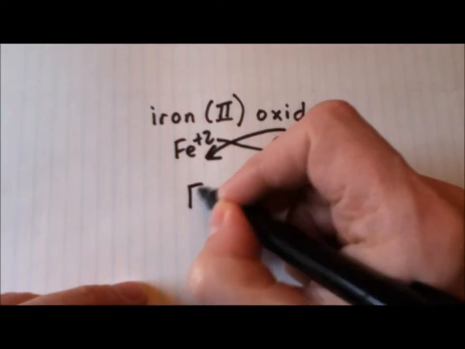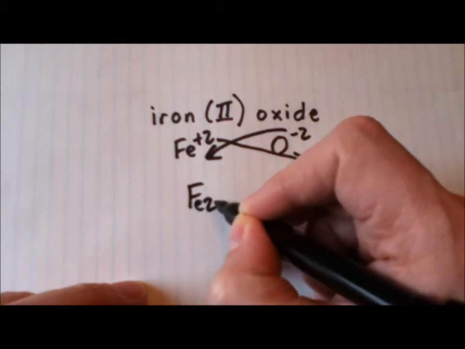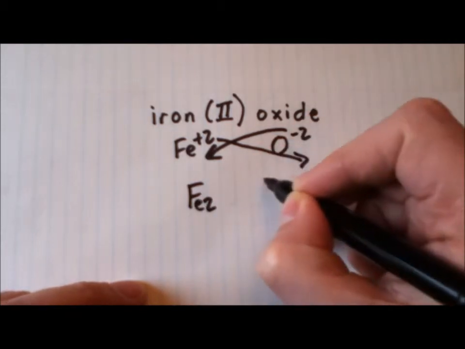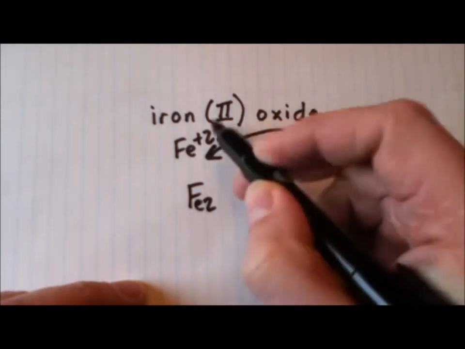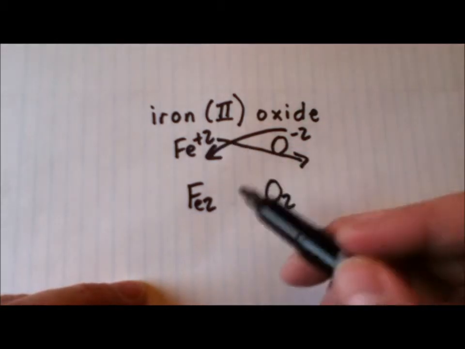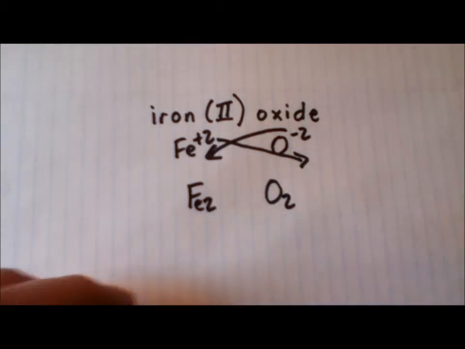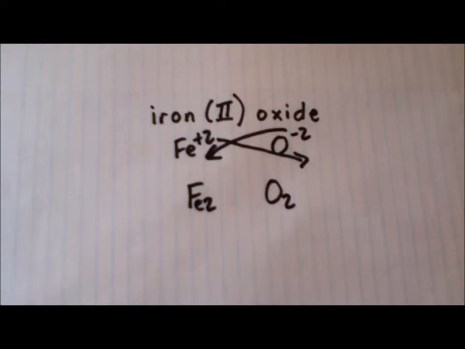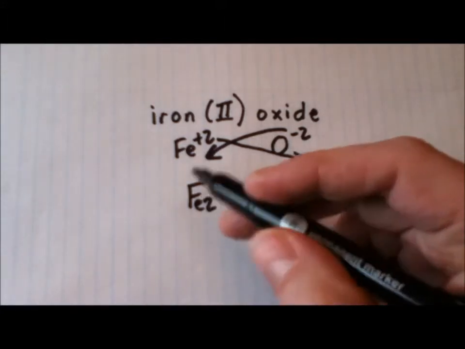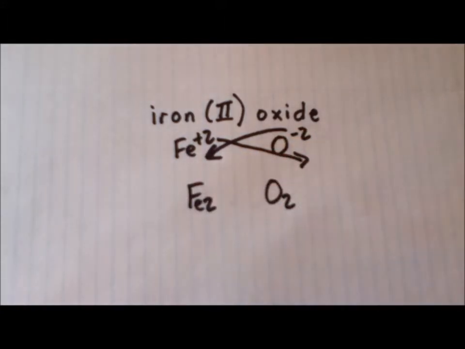So now we've got Fe2. That 2 comes from here. And we've got O2, and that 2 comes from there. You'll notice that the subscripts are 2 and 2, so we don't have the subscripts in lowest terms. So you have to divide the subscripts by something that will lower them. And of course, what's common to both of them was 2.